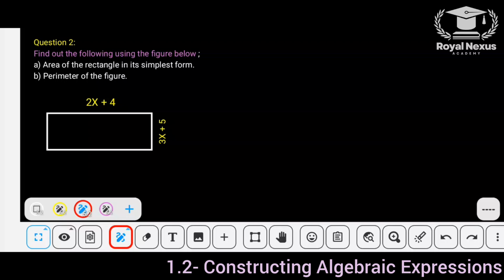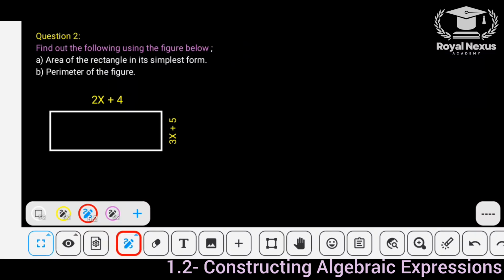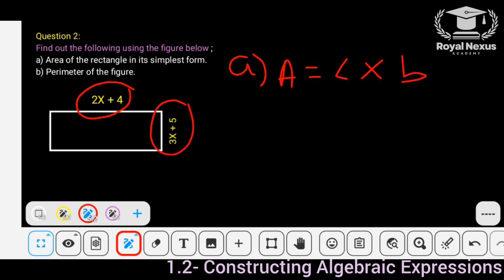Now moving on to question number 2. Question number 2 states find out the following using the figure below. Area of the rectangle in its simplest form. Okay, so part A is asking us to find the area of the rectangle in its simplest form. So the area of a rectangle is equal to length times breadth. So what does that mean? We just need to multiply this number by this number. So it will be something like this.